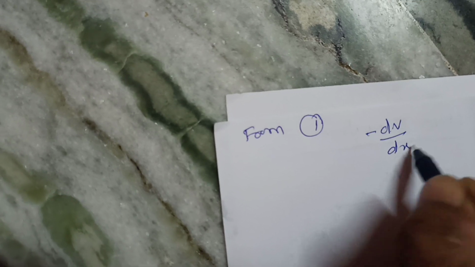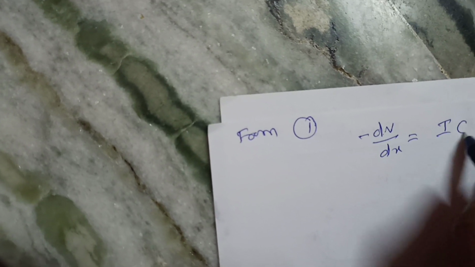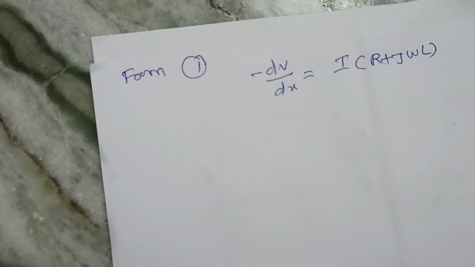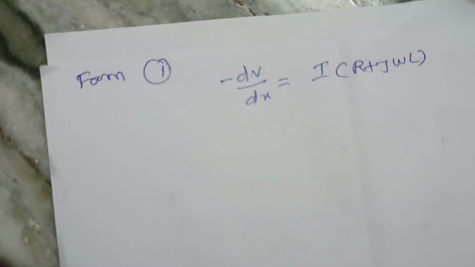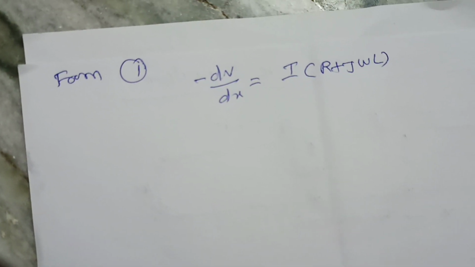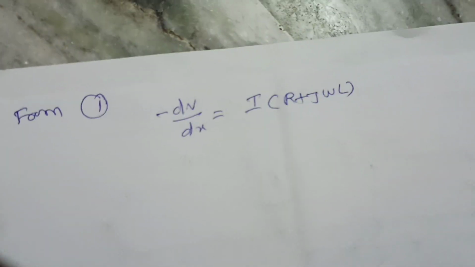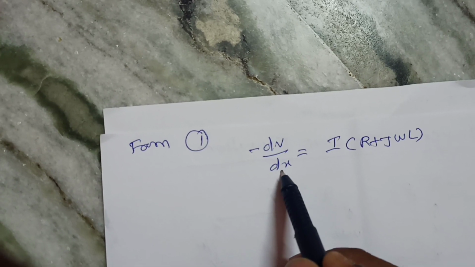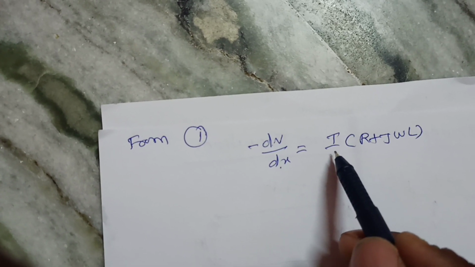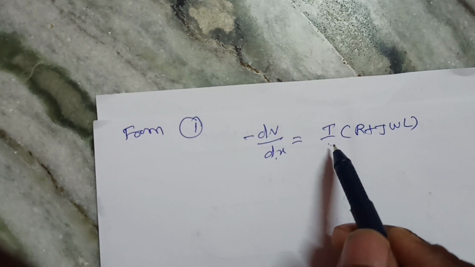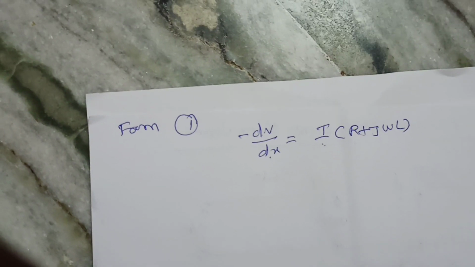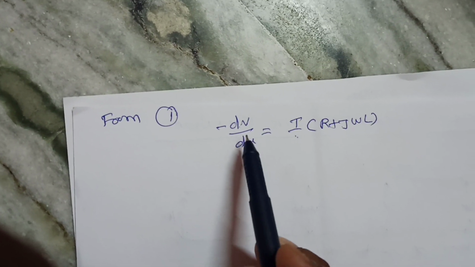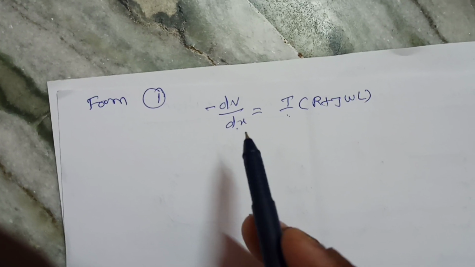minus dV by dx is equal to I times (R plus j omega L). This is equation 1, the voltage equation. In this voltage equation, we have to eliminate the current term. So how is it possible to eliminate the current term? It is possible by differentiating dV by dx with respect to x.